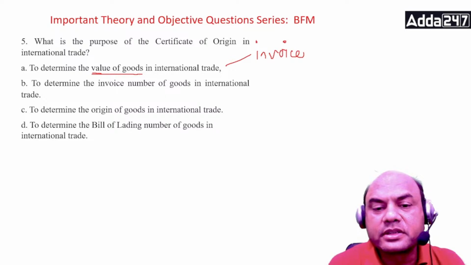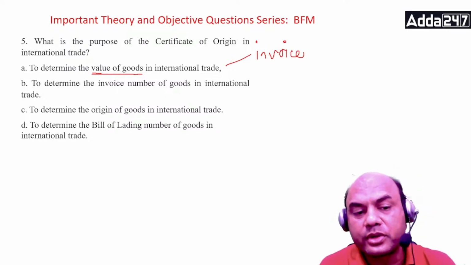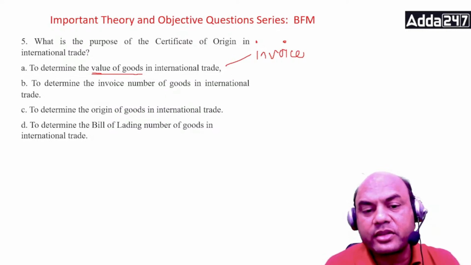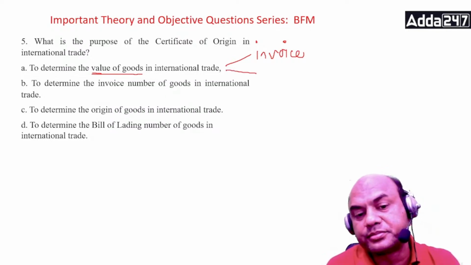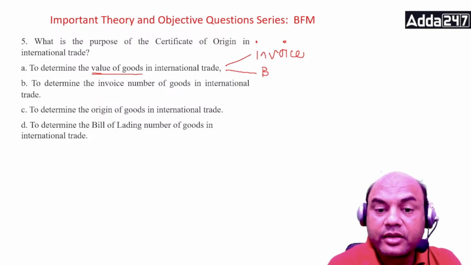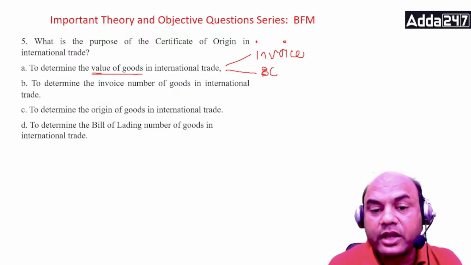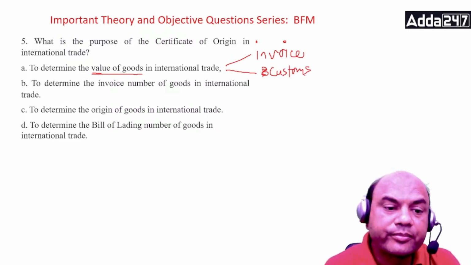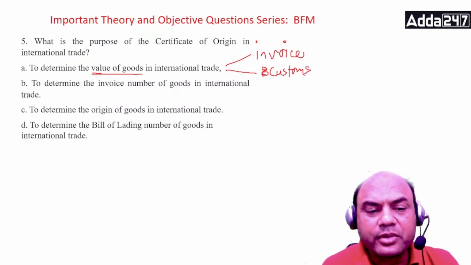I'll know at what rate the goods are being sold. Second, I can get it from the BL or the customs document. Whenever I declare it at customs, there also I come to know about the value. Okay. To determine the invoice number of the goods.